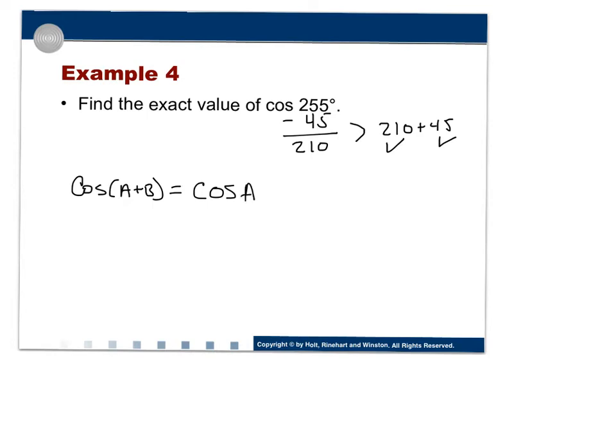So cosine of A times cosine of B, and remember cosine's always opposite, so we're going to subtract the sine of angle A and sine of B.